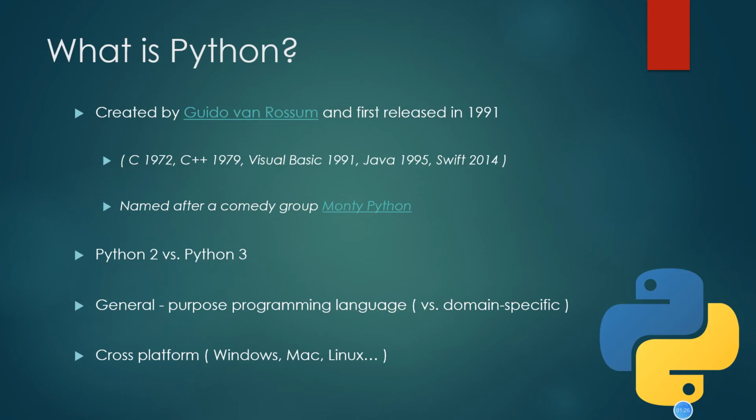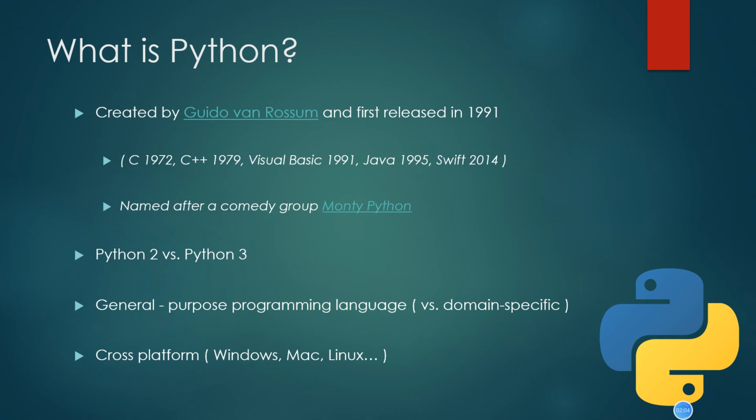Okay, let's talk about the language Python. Python was created by Guido in the year 1991. To give you some idea about the age of the language, compare it to some other major languages like C, C++, Visual Basic, Java. C and C++ were created in the 1970s, which is way older than Python. Visual Basic and Java were also created in the 1990s, which is more or less the same age as Python. Then there are newer programming languages such as Swift, which is much younger than Python.